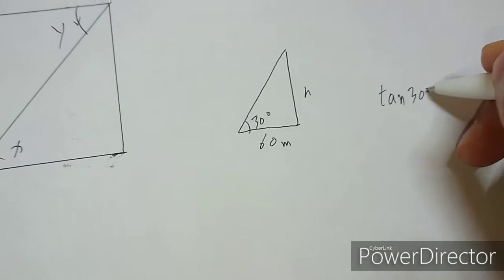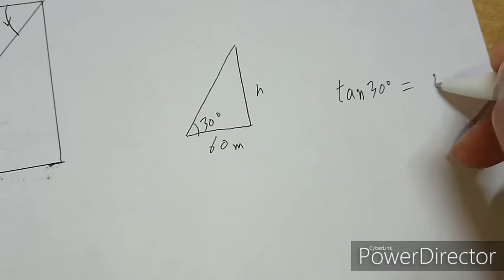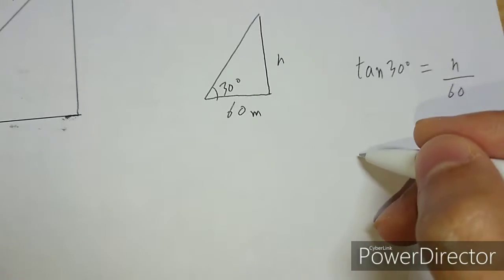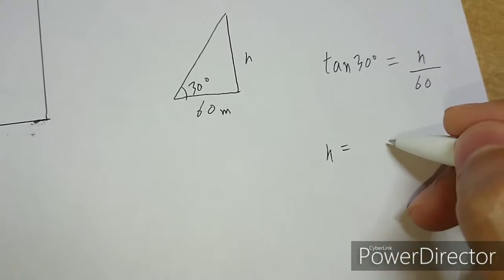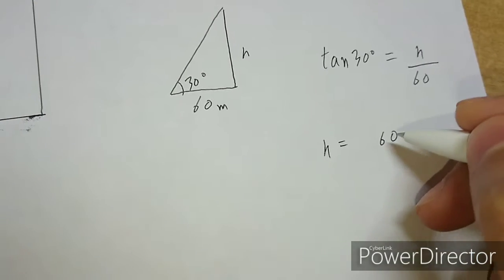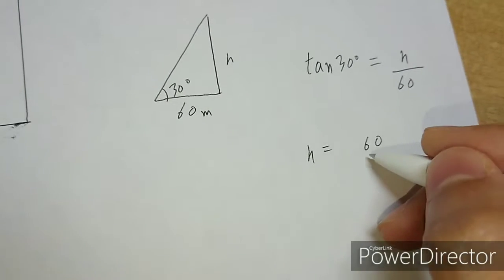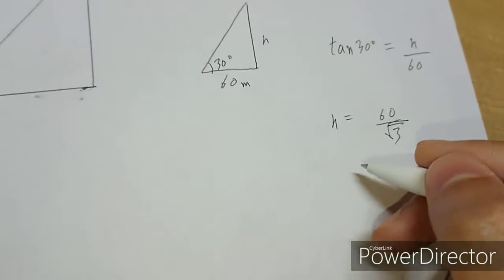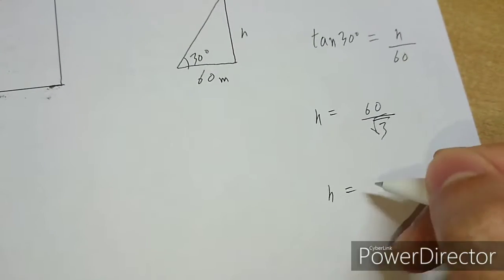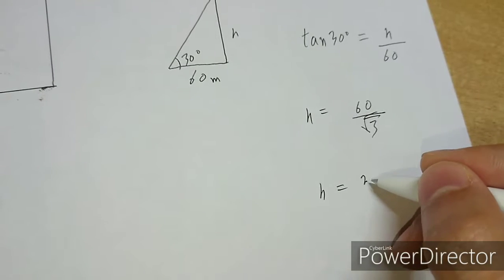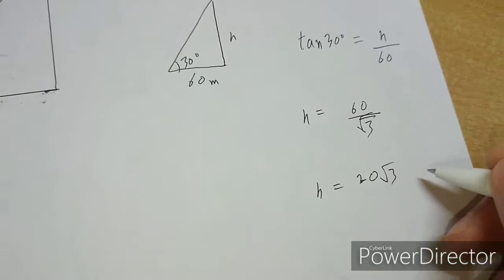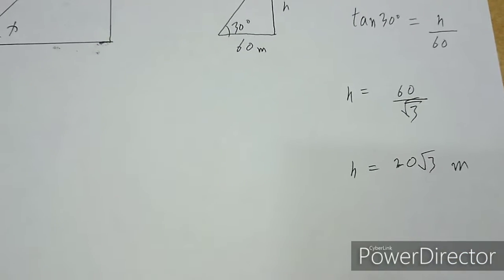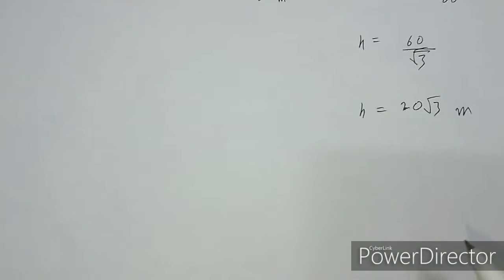Tangent 30 degrees equals h over 60. That gives h equals 60 times tangent of 30 degrees, which is 1 over root 3. You can further simplify it. h equals 20 square root 3 meters. And if you further want to simplify it, you can use a calculator for this.